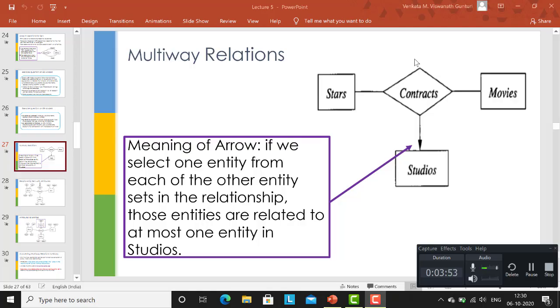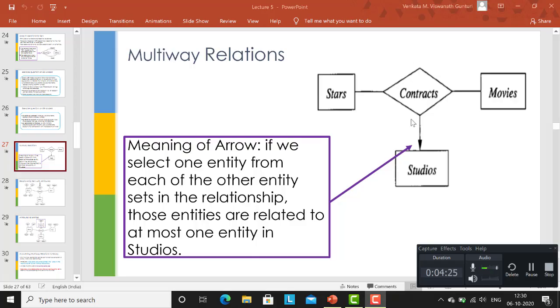And then the concept that we are trying to capture here is that when a star signs up for a particular movie, a contract is written down, and that contract is held by a studio, right? So therefore this relationship of contracts is a multi-way relationship between the entity sets, stars, movies, and studios, right? So that's the concept here.